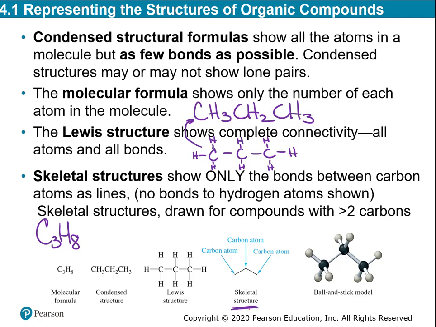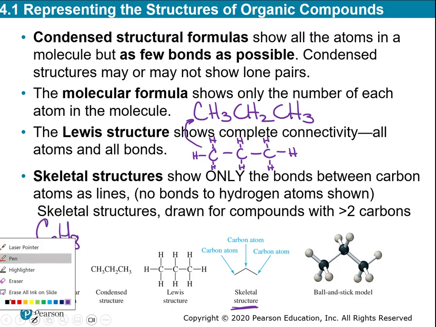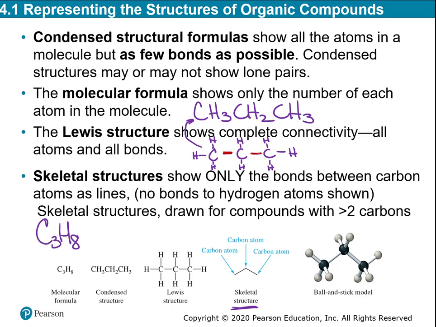The fourth one across, they call this a skeletal structure. Skeletal structure doesn't show you any of the carbons. It doesn't show you any of the hydrogens. It only indicates bonds between carbons. So if I look at this Lewis structure up here, do you see that there's one, two? There's only two bonds between carbons. All the other bonds are between carbon and hydrogen. So the skeletal structure would just be this, like just a V or a little peak. It's a straight line, straight line.